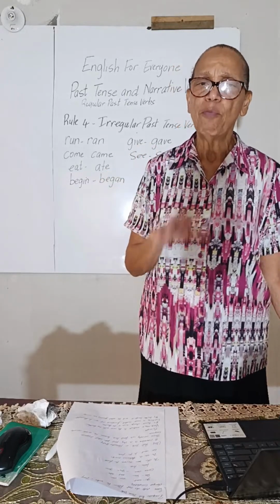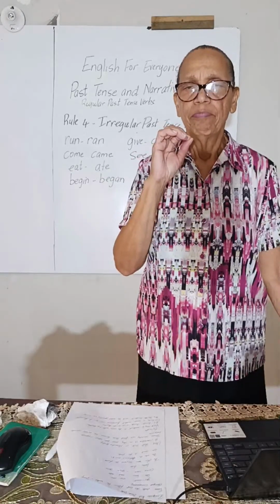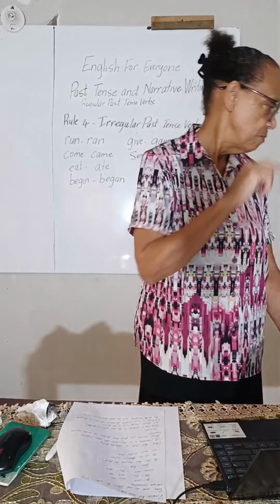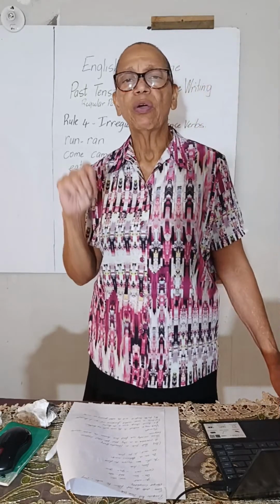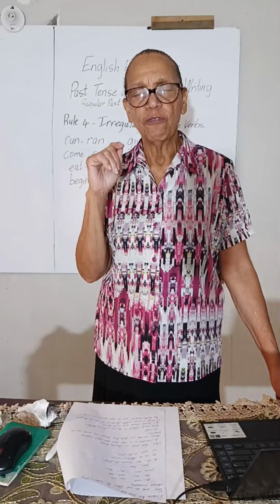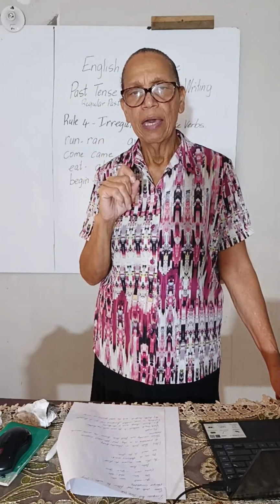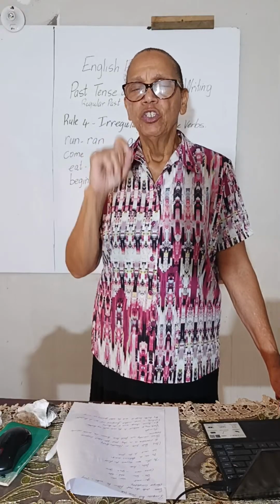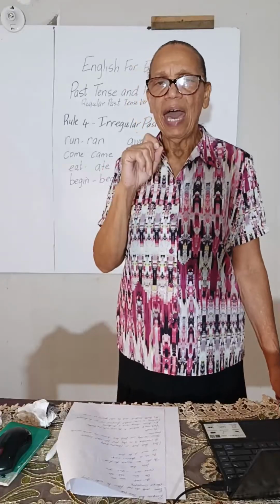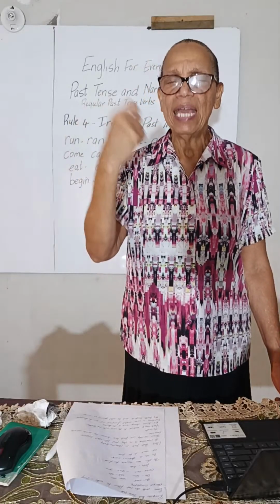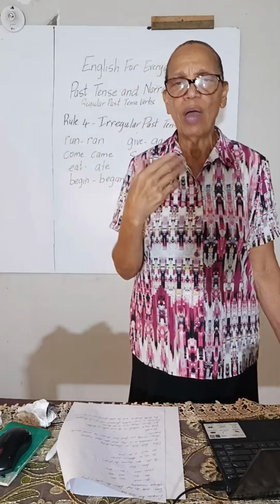Then you have some past tense verbs that end with y. Whenever an action verb ends with y, before you add the ed, change the y to i. That means you leave out the y and replace the y with i. Then you add ed.